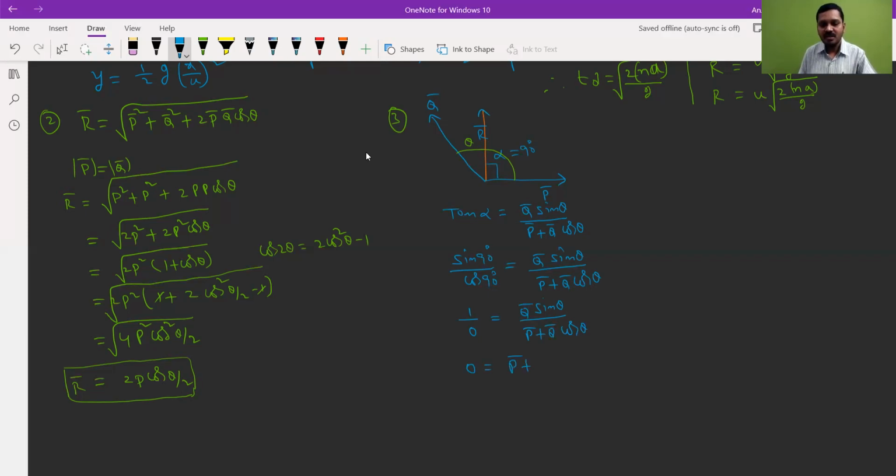0 is equal to P bar plus Q bar cos theta. Then Q bar cos theta is equal to minus P bar, and cos theta is equal to minus P bar divided by Q bar. So by using this formula, we can calculate the angle between two vectors P bar and Q bar. This is the important equation for competitive level.